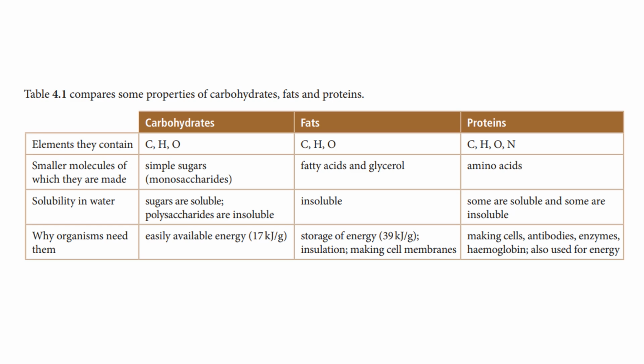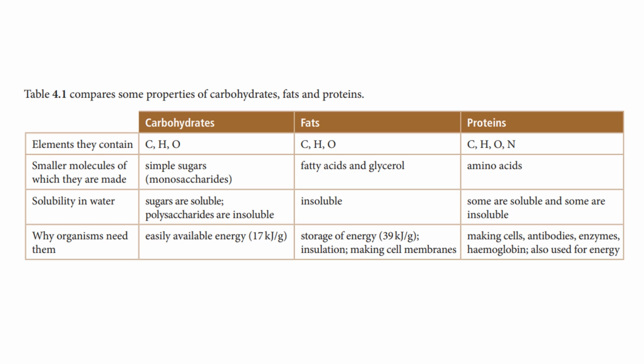Both carbohydrates and fats are made up of carbon, hydrogen, and oxygen, while proteins are made up of carbon, hydrogen, oxygen, and nitrogen. Carbohydrates are made up of simple sugars or monosaccharides. Fats are made up of fatty acids and glycerol, and proteins are made up of amino acids. Solubility in water. Sugars are soluble in water, but polysaccharides such as starch are insoluble in water. Fats are always insoluble in water.